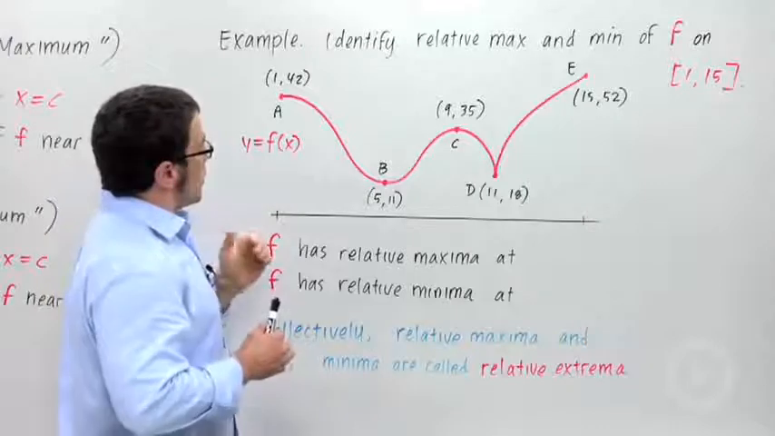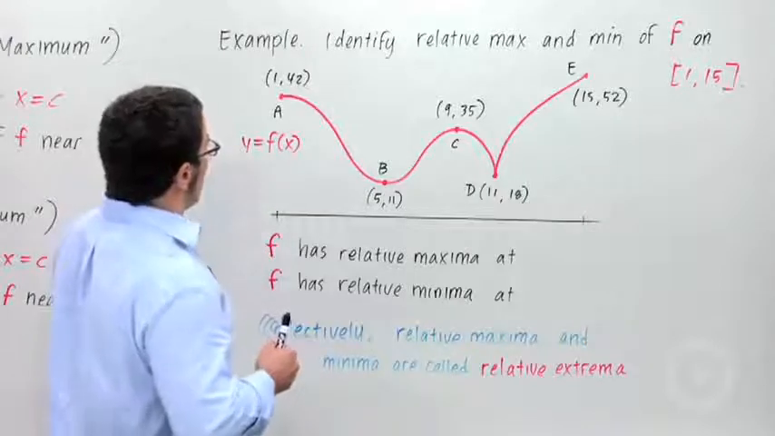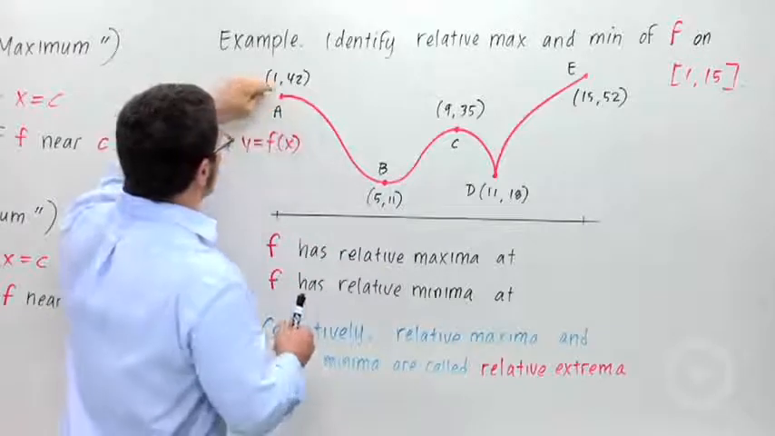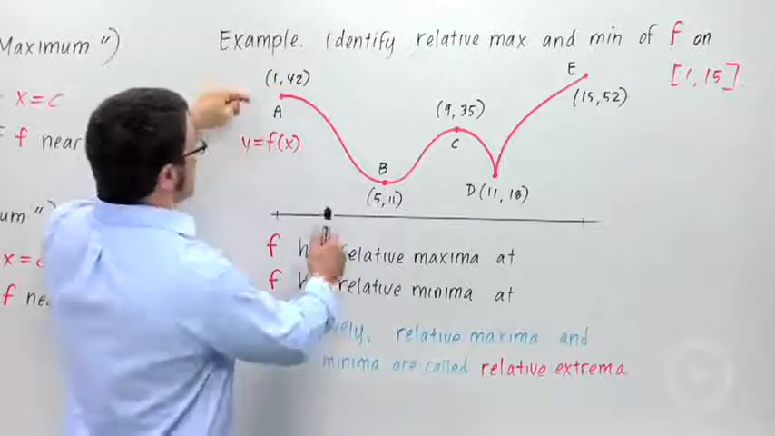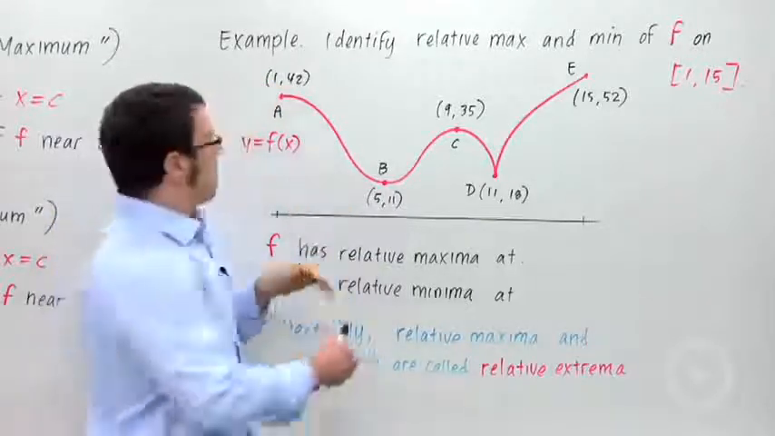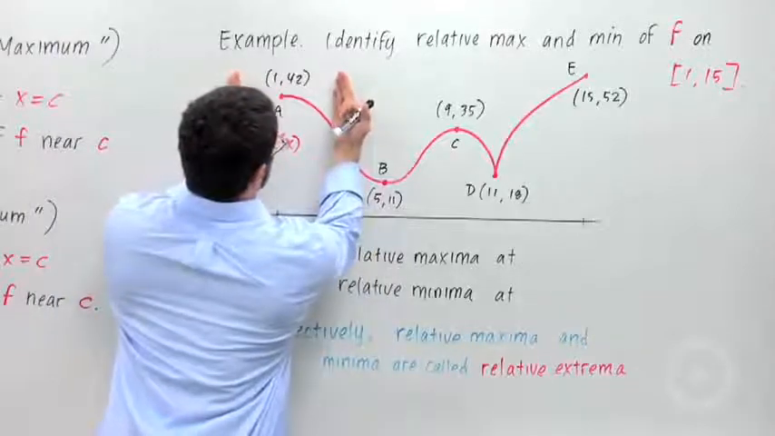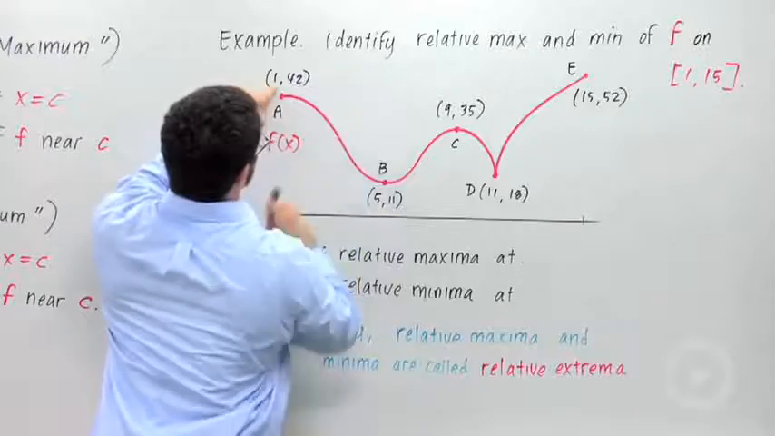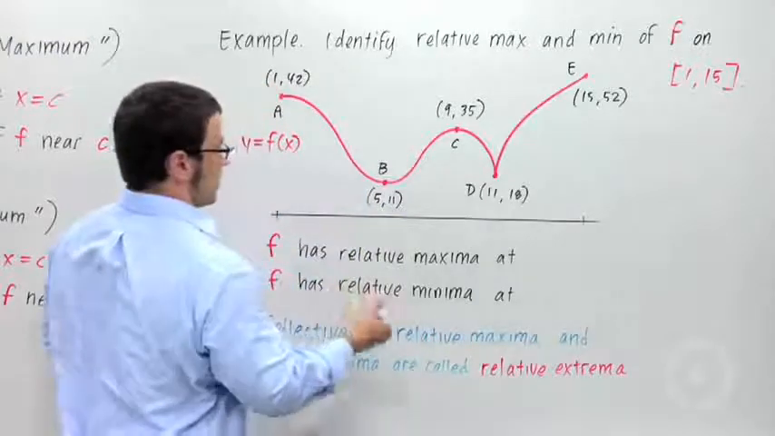Now, remember that a relative maximum is the value f of c, which is larger than any value nearby. So here, this value 42 is a relative maximum for the function f. If you look in this little neighborhood here, this is the highest point. That makes it a relative maximum. So there's a relative maximum at x equals 1.